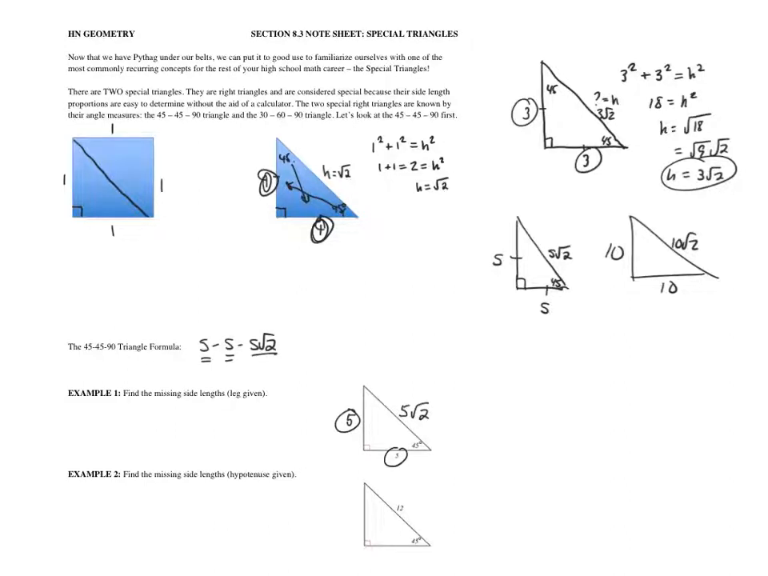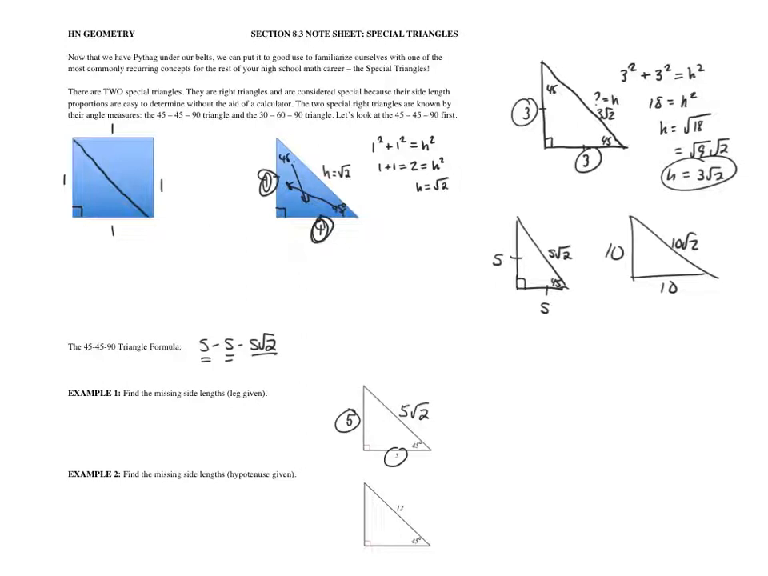As soon as you recognize that you have a 45, 45, 90 triangle and you're given a leg, the other leg is going to be equal. The hypotenuse is going to be root 2 times as much. Now, we have a little more work down here in the second example where we are given the hypotenuse and we kind of got to work backwards for the legs.